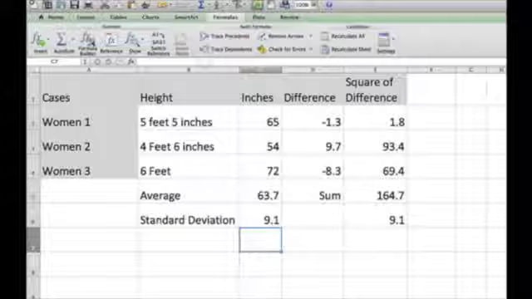The way we would interpret this is based on our sample size. We would expect most women to be plus or minus 9.1 inches away from 63.7 inches.